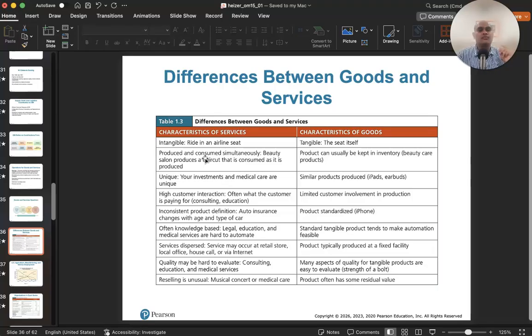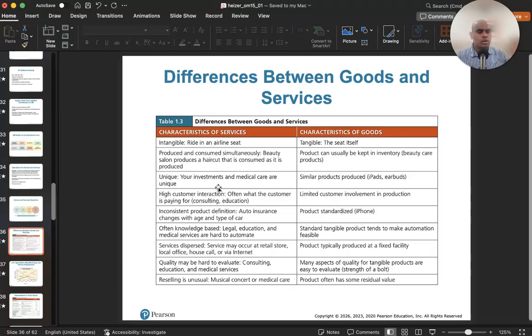And that's a very important difference between a service and a good. In service, the customer is involved in the manufacturing process, right? And characteristics of services, they can be unique, like investments or medical care. They are unique to you, right? In the sense that your medical care is going to be different. Even if you have an identical twin, your medical care is going to be different from your identical twin's medical care, right? But similar products are going to be exactly similar.